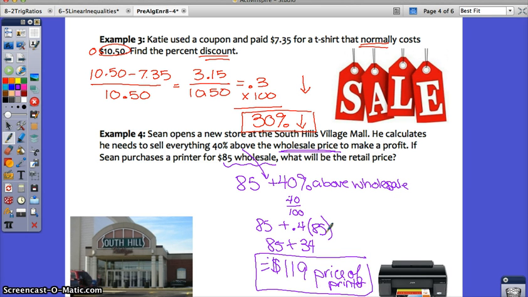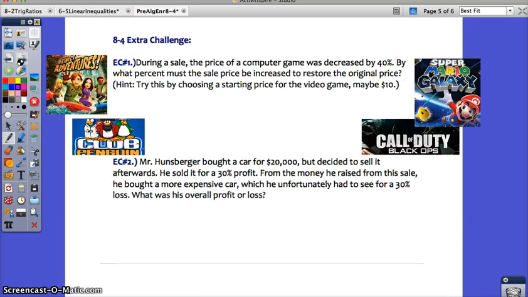Perfect, guys. Then that completes this lesson on percent increase and decrease. You're going to have a quick check to do on blended schools, and there's an extra challenge if you want to try 2 more problems that are challenging. The answers to this will be posted on blended schools as well.